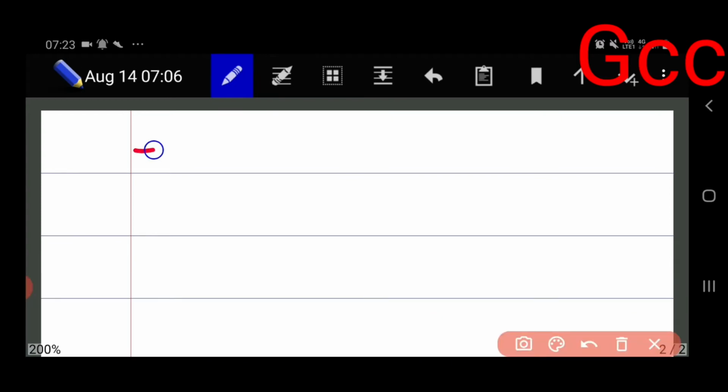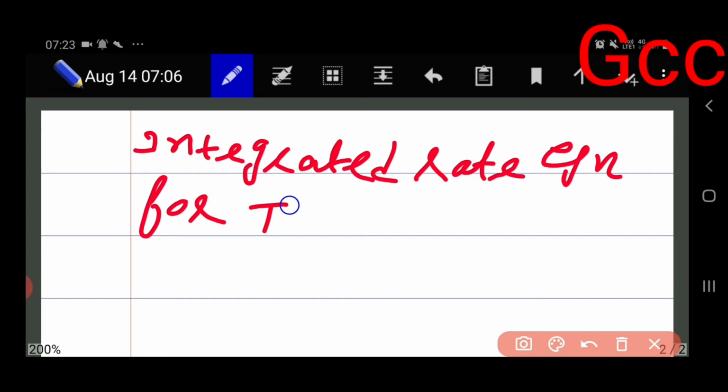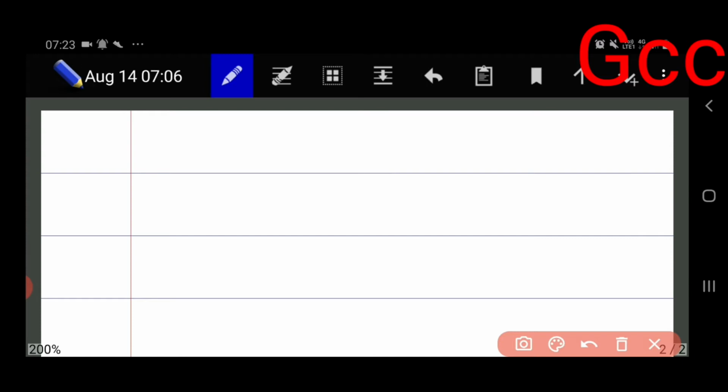Integrated rate equation for first order reaction. It is the same as what we have done in a zero order reaction. Then what to do there? Let's see.